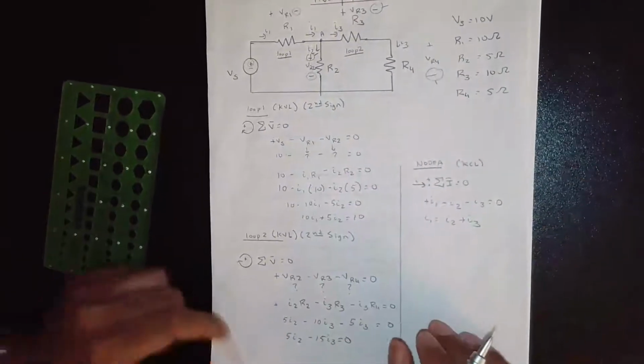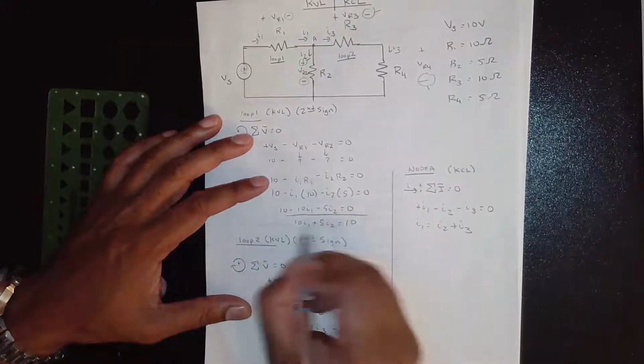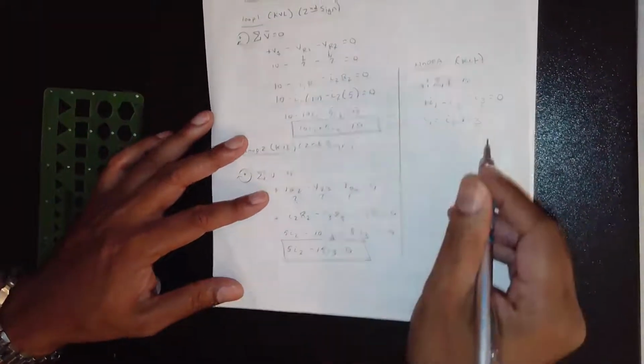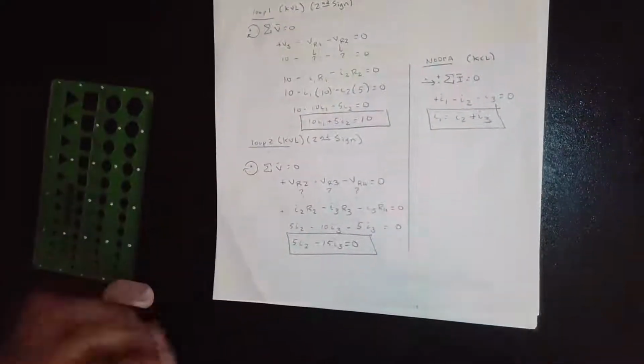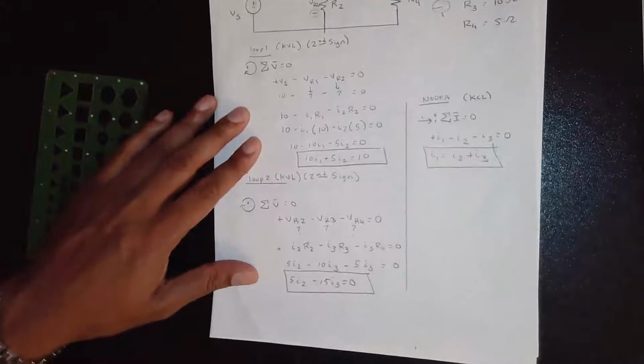Okay, so now we have our three equations, three unknowns. Here's our first equation under loop 1. Second equation under loop 2. And our third equation under node A. Okay, this is the crux of the problem. Now, in the next videos, I'm going to show you exactly how to reduce this.